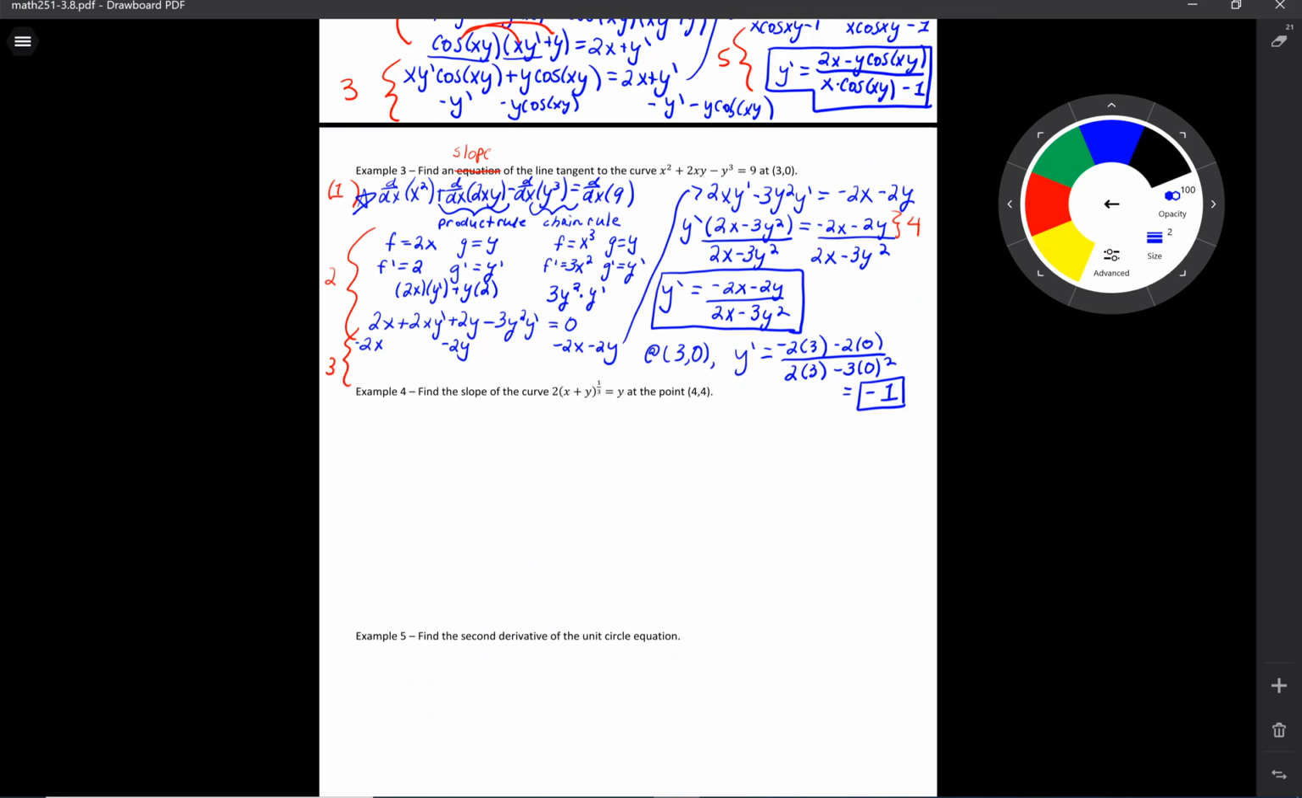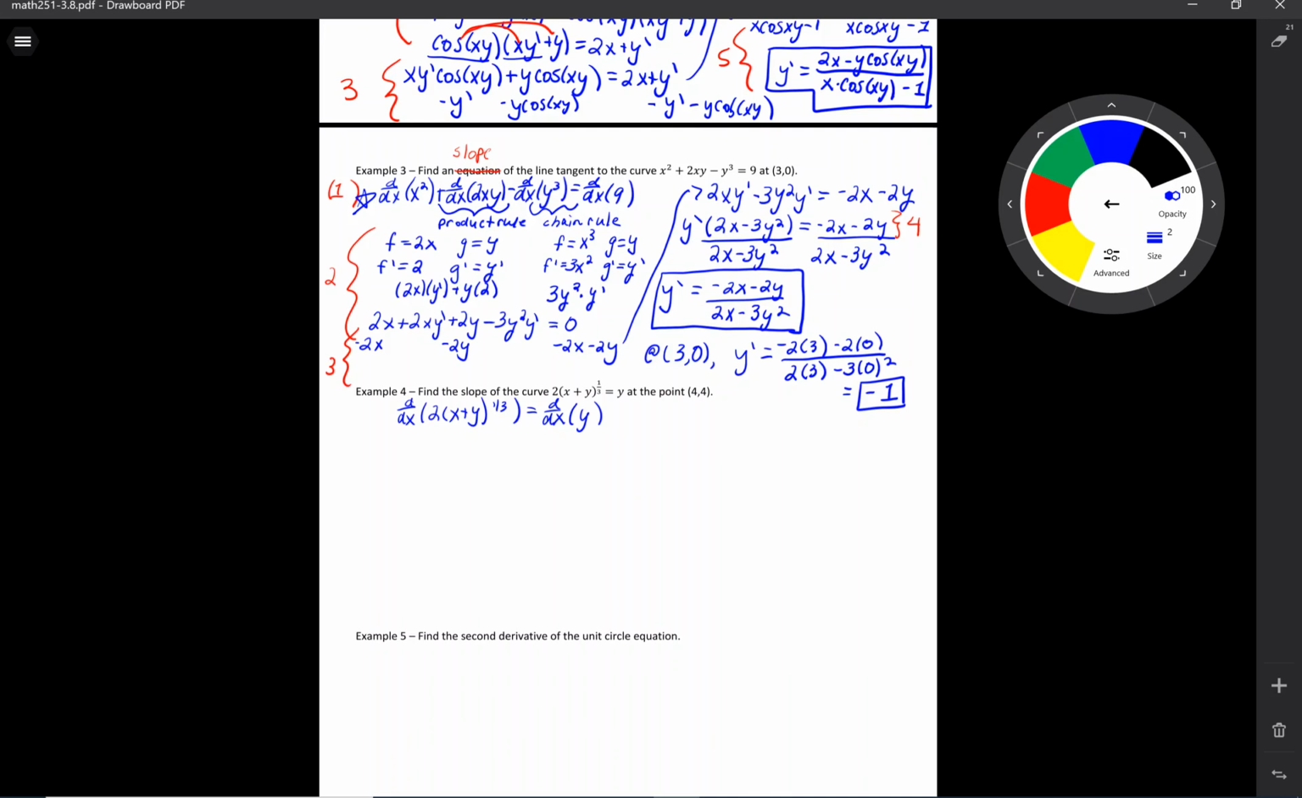All right, so we are going to have to use implicit differentiation here, of course. So I first take the derivative of everything on the left and the right side. So I have the derivative of 2 times (x plus y) to the power of 1/3 equals the derivative of y.